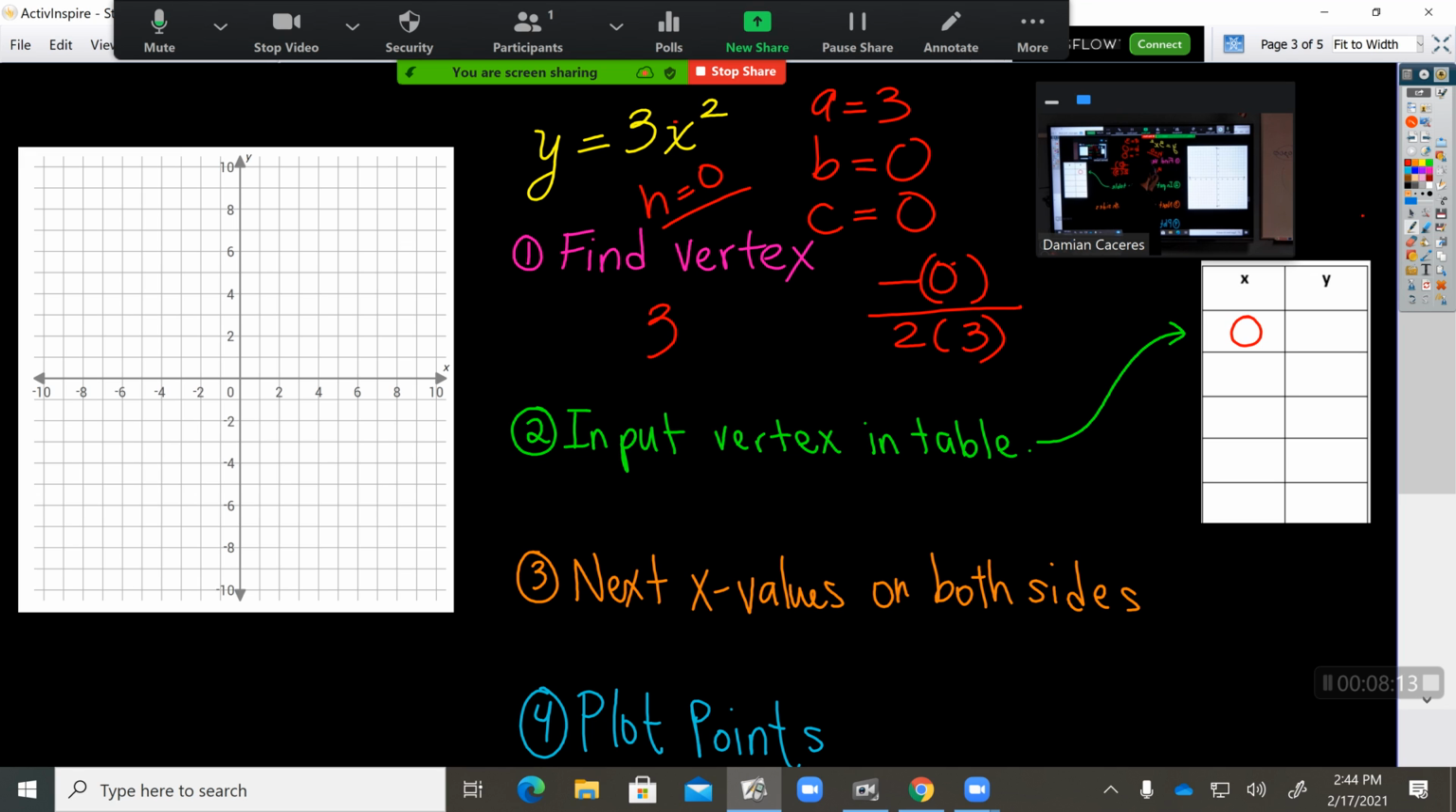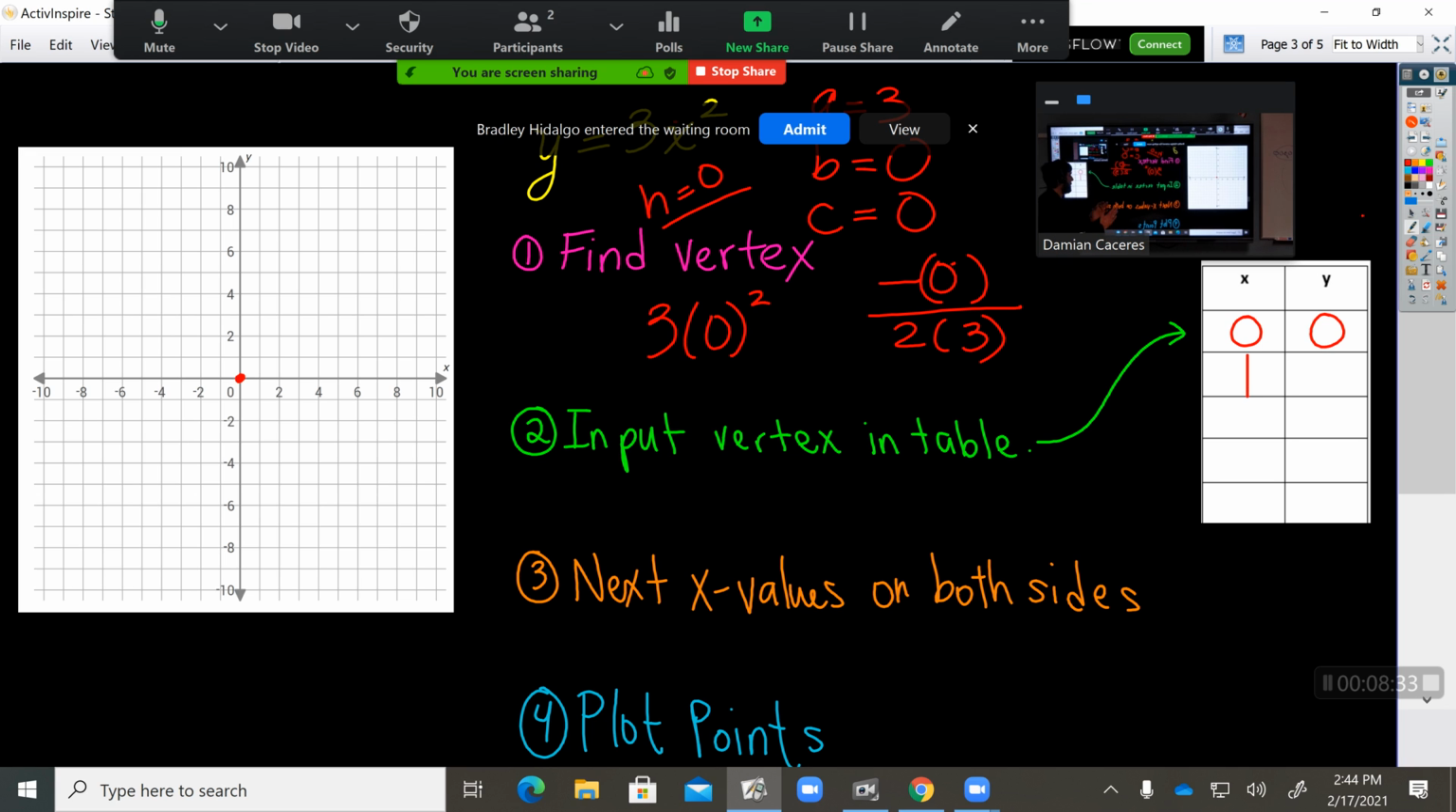Now I plug it in. 3 times 0 to the second power. 0 to the second power is 0. Times 3 is 0. So I know my vertex is 0, comma 0 right there. Now, what number is to the right of 0? Positive 1. What number is to the left of 0? Negative 1. What number is to the right of 1? Positive 2. And what number is to the left of negative 1? Negative 2.